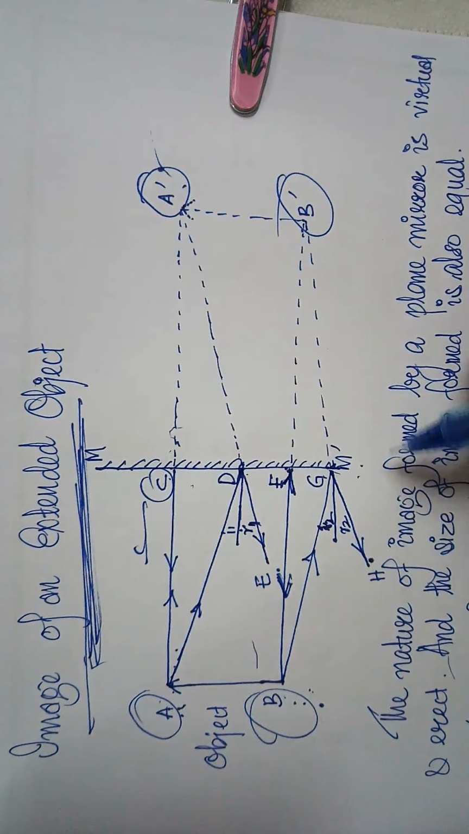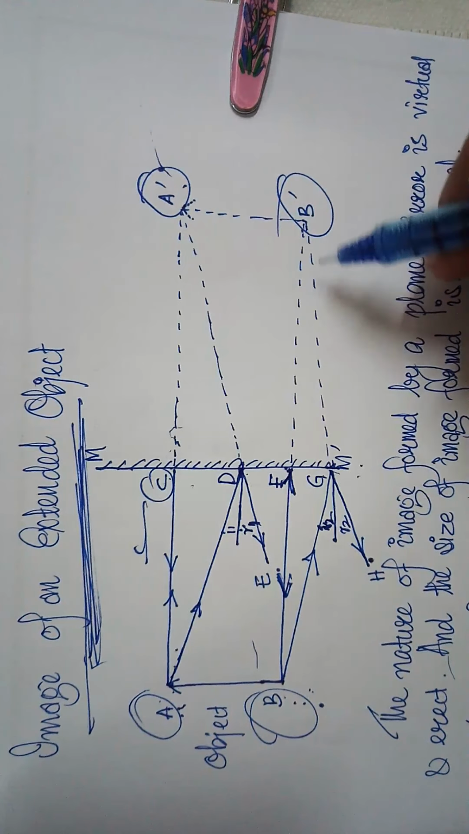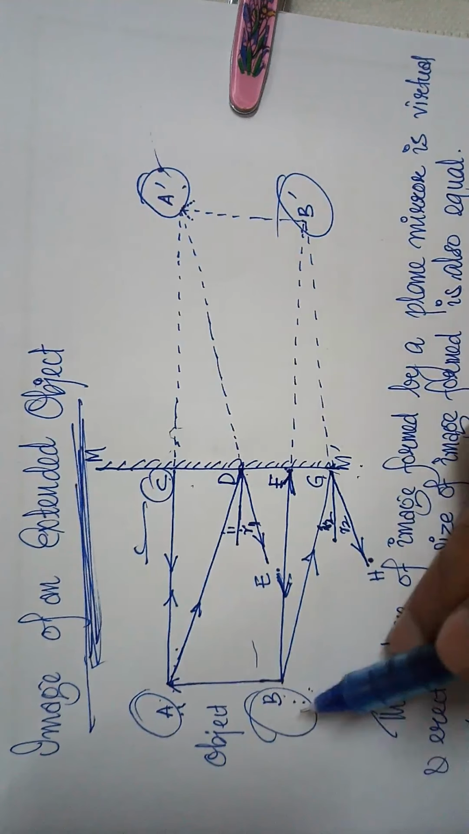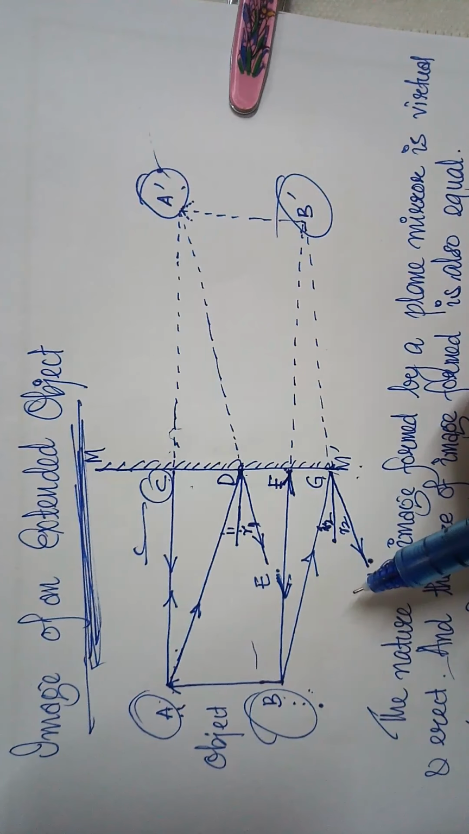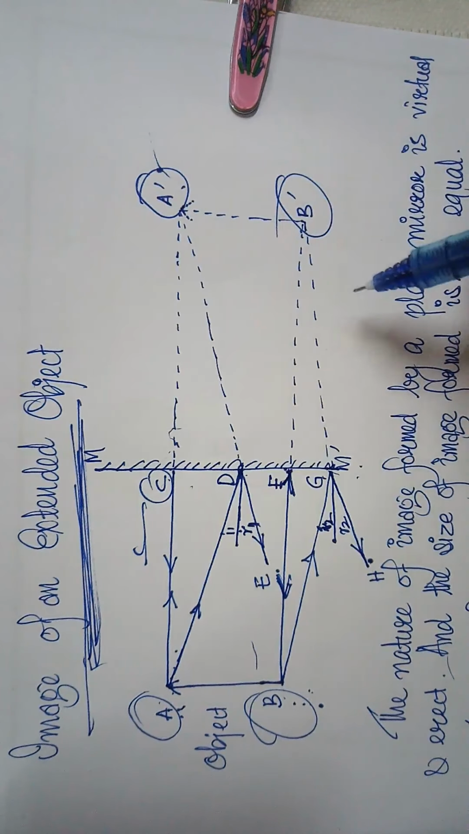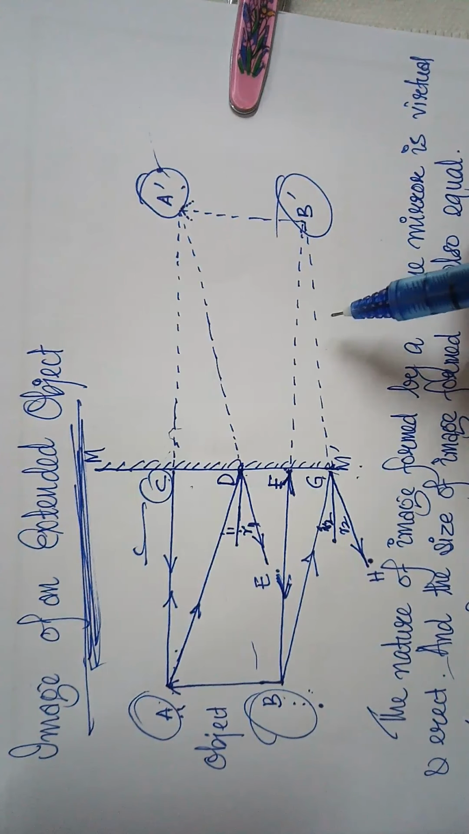When we produce or extend these two reflected rays backwards by dotted lines, they meet at the point B dash. So B dash is a virtual image of the bottom point B of the object. In this way, we have located the images of the top point A and bottom point B of the object.